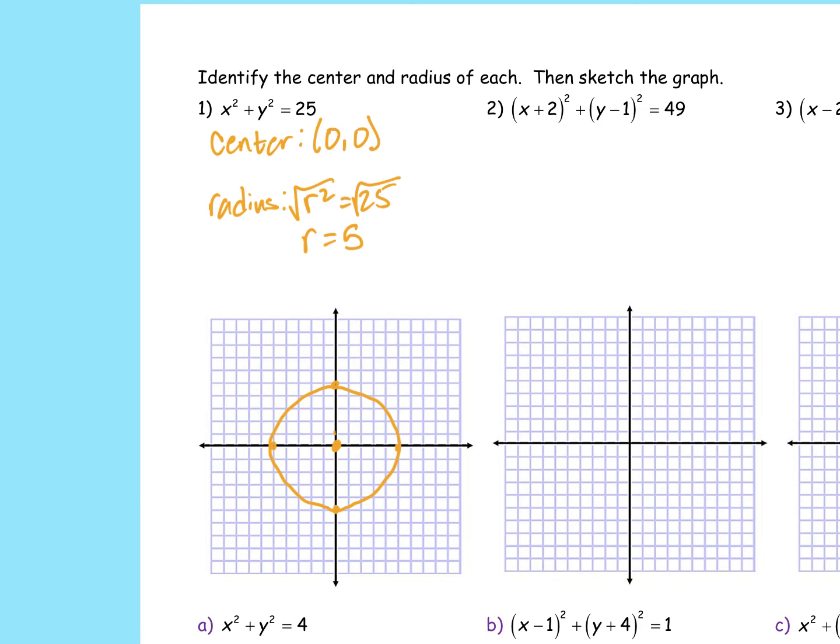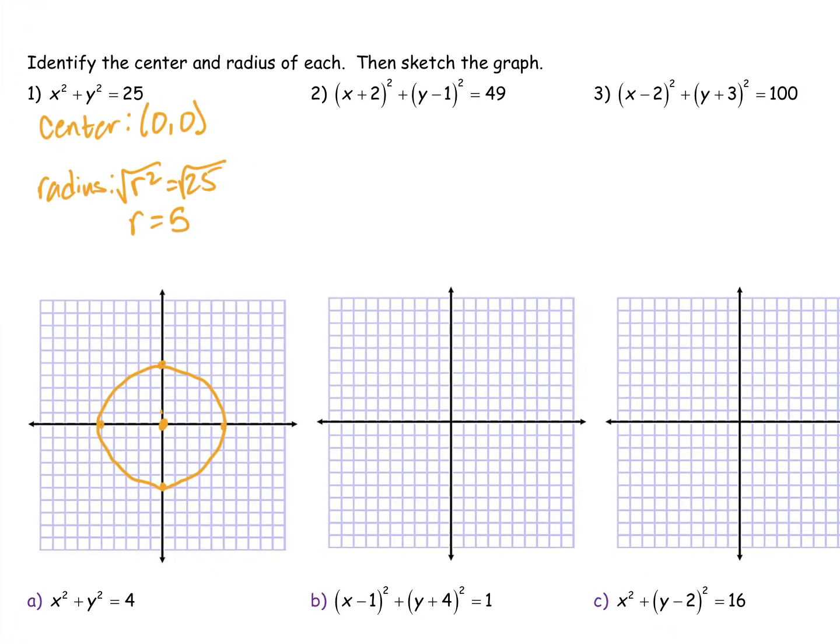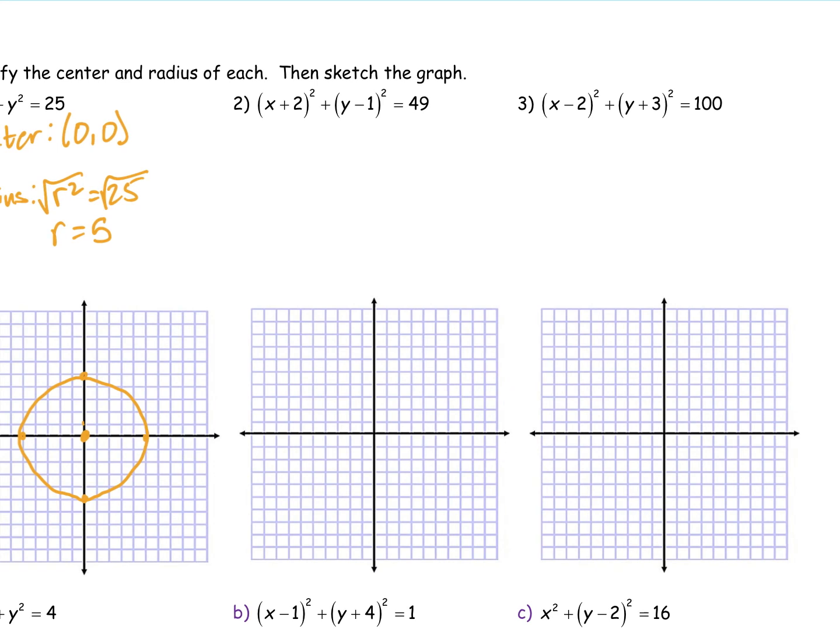Okay. So let's do number 2. I can keep that up there so you guys can still see it. So the center is going to be, this is a positive in here, so when I pull it out, it's going to be a negative 2, right? And it's a negative in here, so when I pull it out, it should be a positive 1. And then my radius, I'm just going to put r. So r squared equals 49, so square root it. So r equals 7. So I've got (-2, 1).